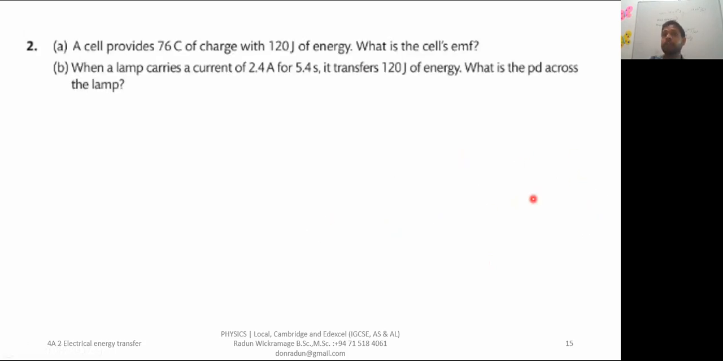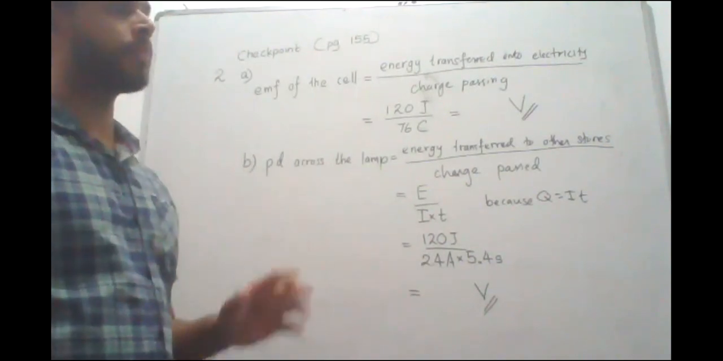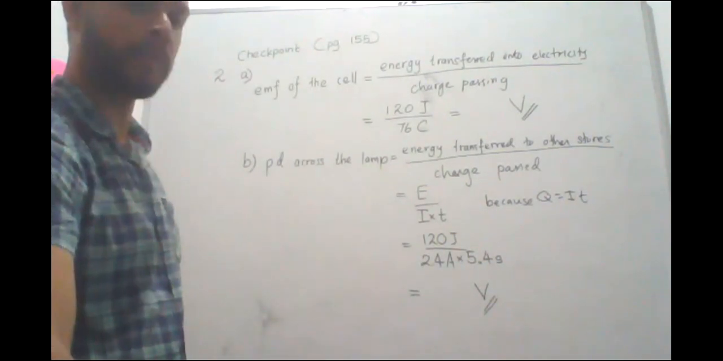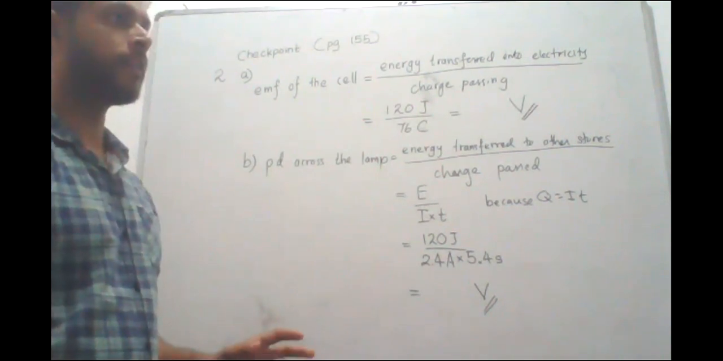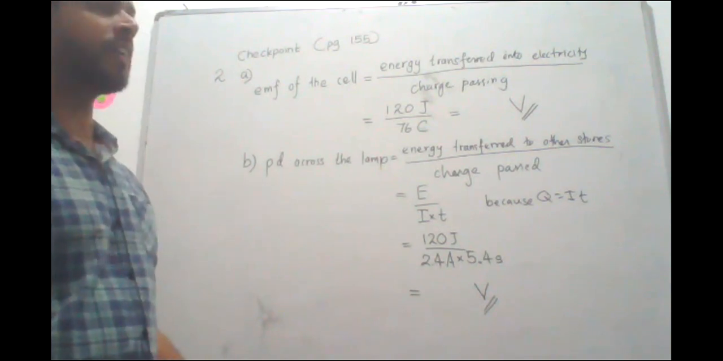Okay, let's go through the second question now. A cell provides 76 coulomb of charge with 120 joules of energy. What's the cell's EMF? So in the first part, they ask: the cell provides 76 coulomb of charge with 120 joules. What is the cell's EMF?